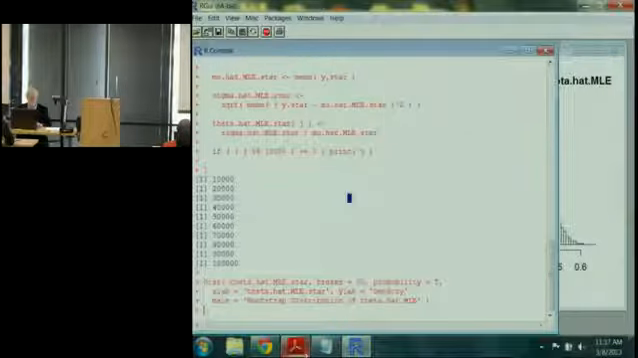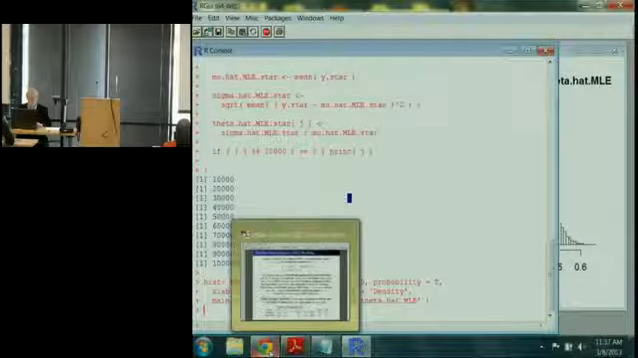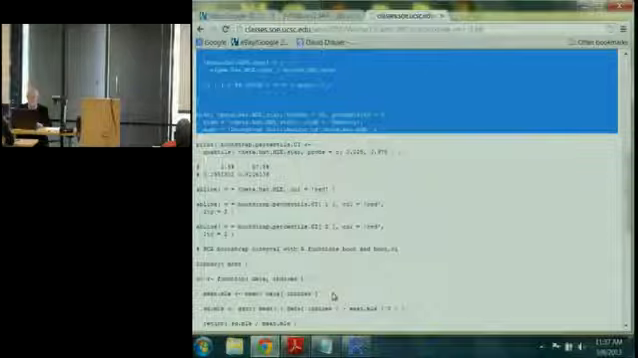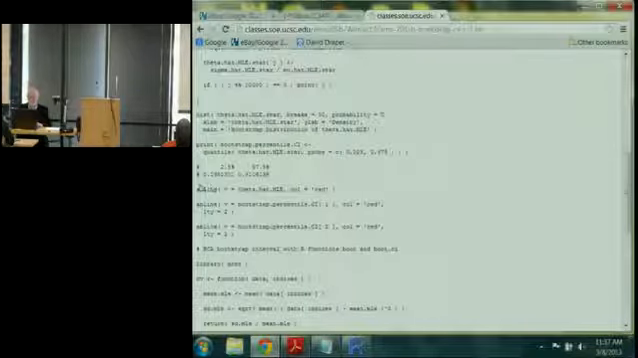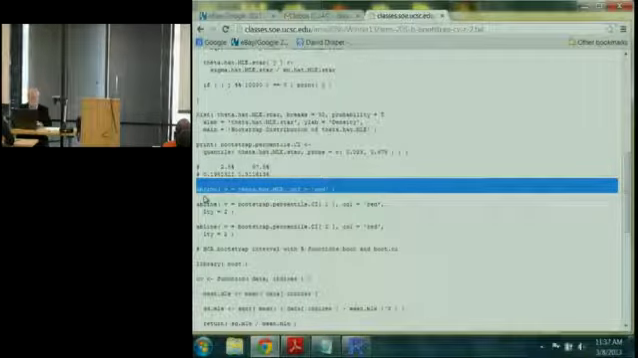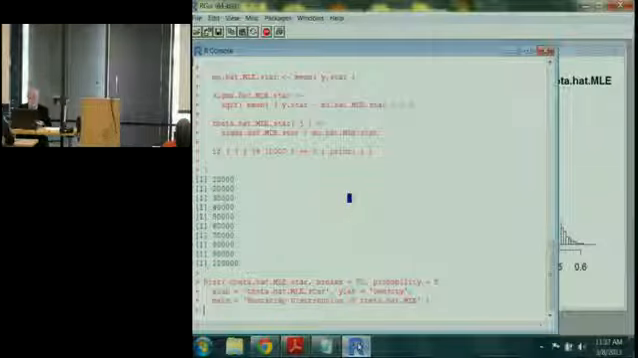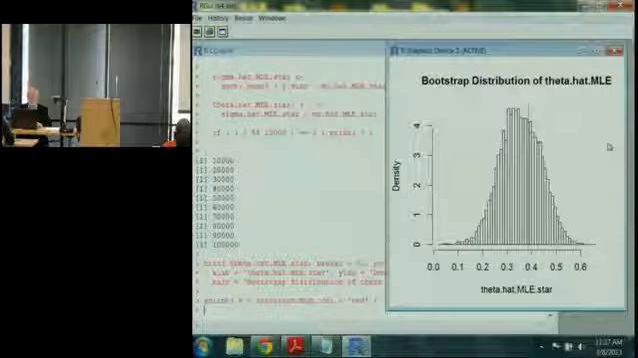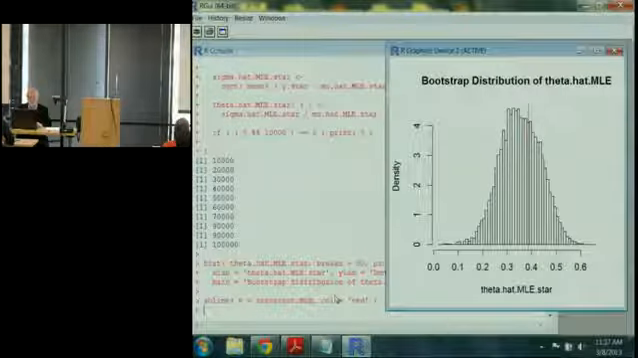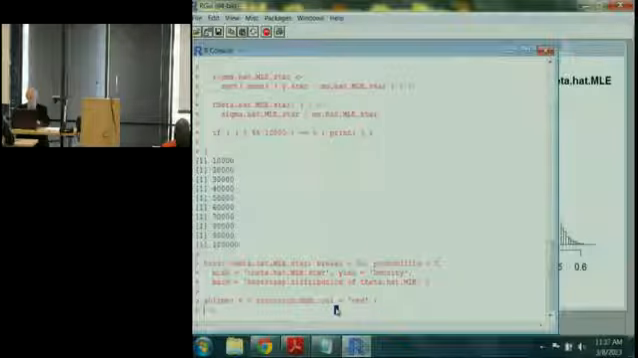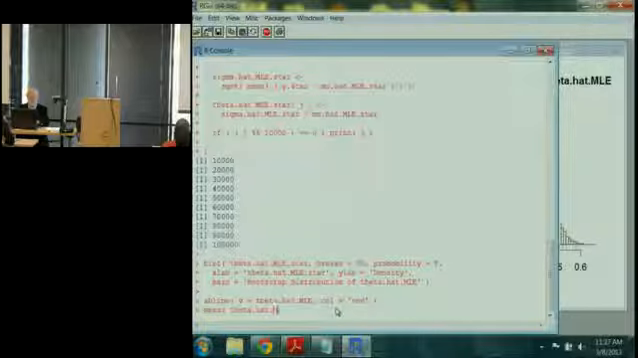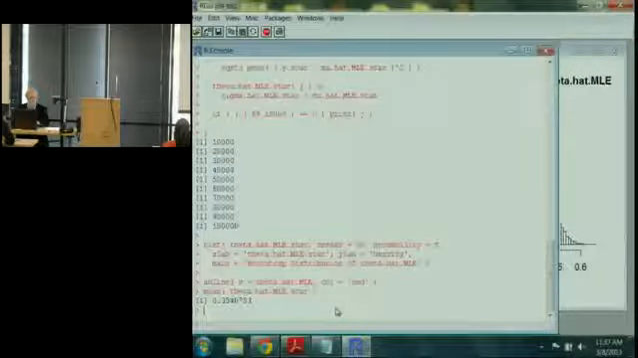And I'll draw some other things in. I'll draw, for example, the actual MLE value in as a vertical line. And while we're at it, I'll compute the mean of the theta hat MLE stars and the standard deviation.